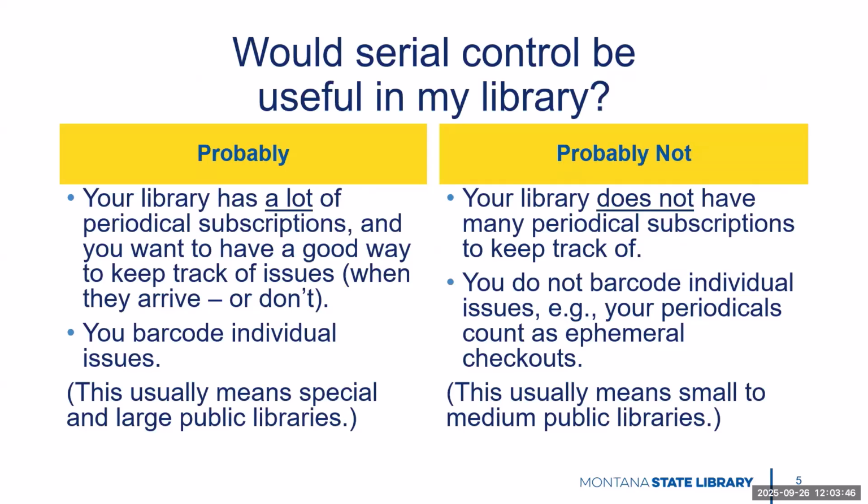So if your library has a lot of periodical subscriptions, you get a lot of magazines and/or academic journals and fill in the blank, and you want to have a good way to track whether or not they arrive, and you barcode those individual issues, then serial control could be really useful for your library. What that means in the shared catalog is that a lot of our specials and some of our bigger public libraries are using or may be interested in using serial control.